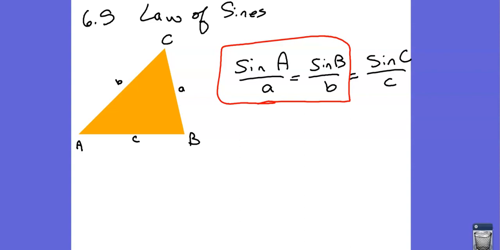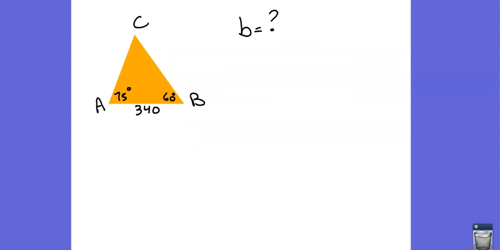Or you could look at sine of A over A equals sine of C over C, or sine of B over B equals sine of C over C. So for any proportion, the sine of an angle over its side is equal to another sine of an angle over its side. We're going to use that proportion, the law of sines, to help us solve a triangle. So let's look at our first example.